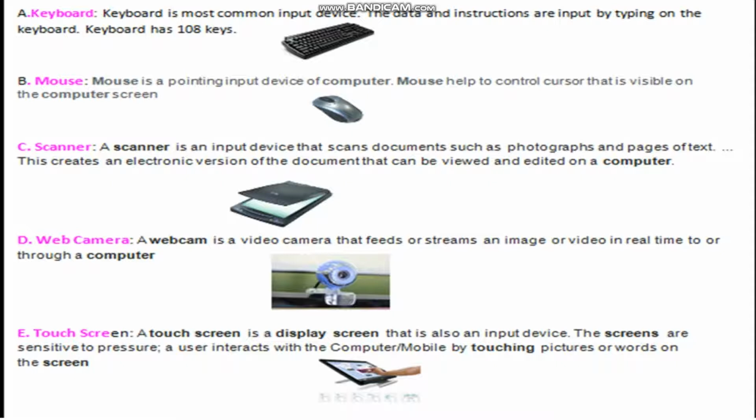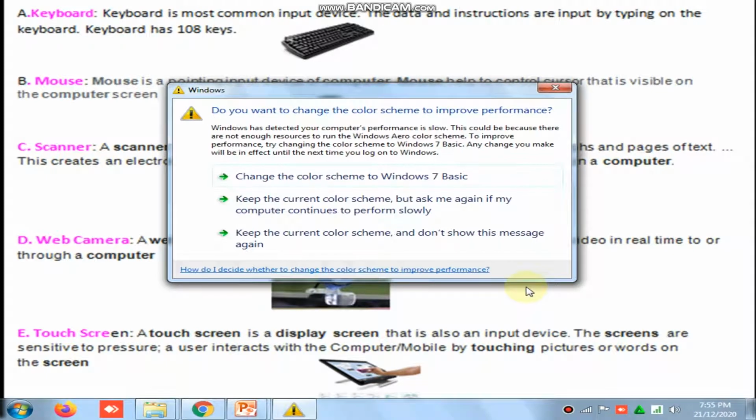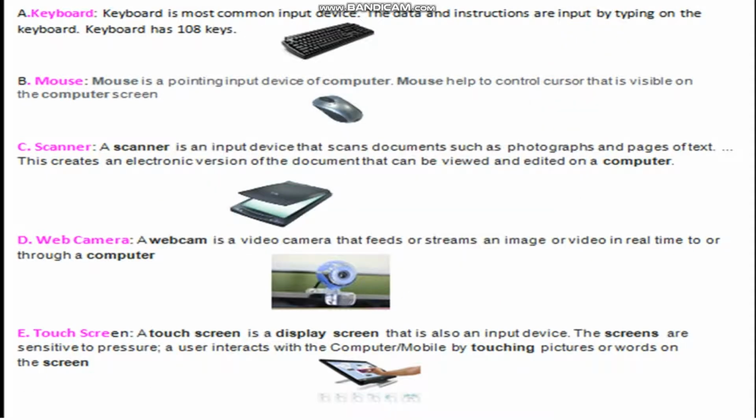Coming to the mouse, the mouse is a pointing input device of a computer. It helps to control the cursor that is visible on the computer screen. The mouse has two buttons, a left button and a right button, and one more is the scroller. It is used to scroll up and down. The mouse is also used to select objects and to draw pictures.